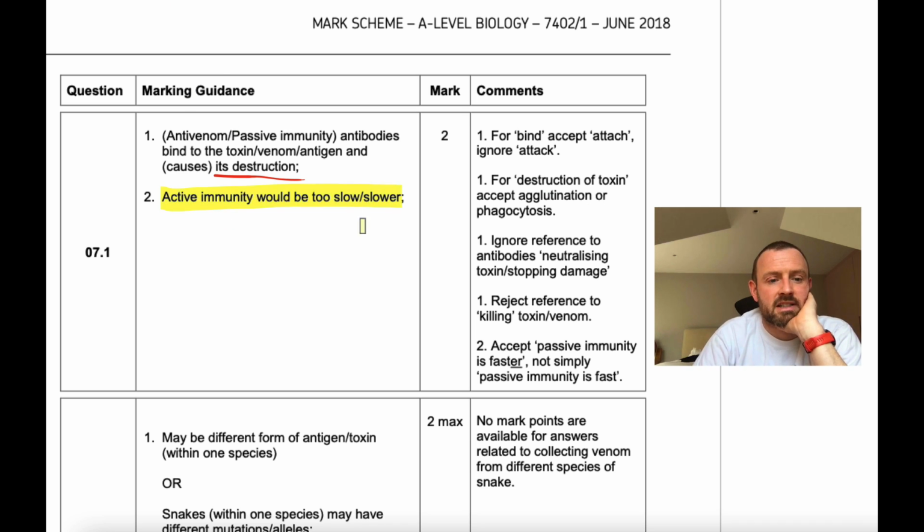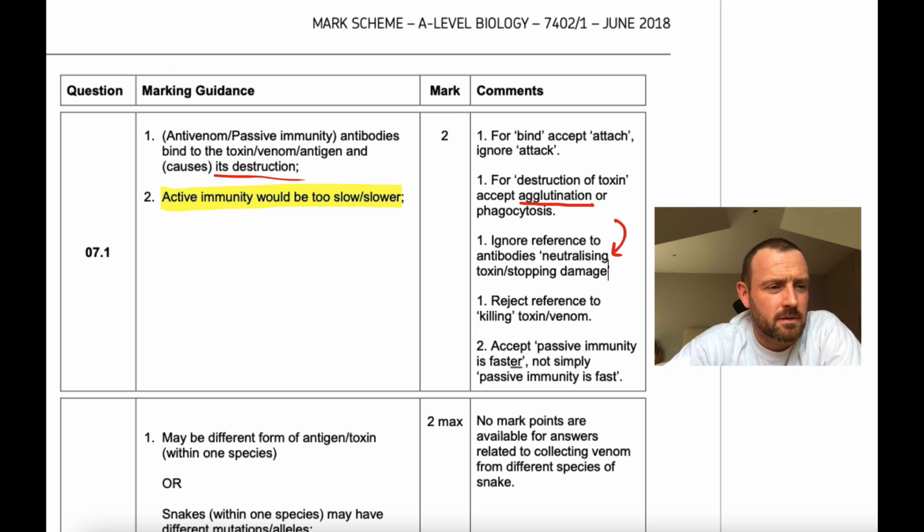I got this right. Active immunity would be too slow. But for the first point, they want you to say that the antibodies cause its destruction. For bind, accept attach, ignore attack: bind to the toxin and cause its destruction. You could say it binds to the toxin and causes it to agglutinate, that means stick together, but it does not allow neutralize. I would have probably said blocking its activity, but I don't think that would have been given the mark. Don't know why, to be honest, but that's the way it is.